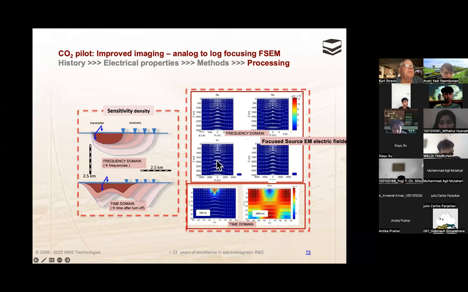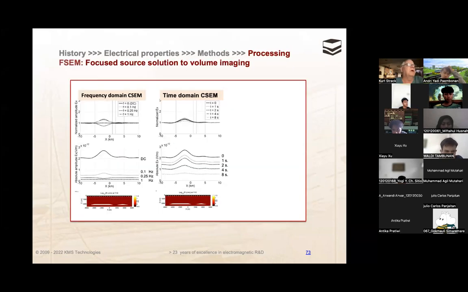And in the frequency domain, we see the currents coming up from the bottom. This is for 2 different frequencies. And for the time domain, we see the same thing for 2 different times. So the focus source EM, where we take the difference between these, allows us to see more information directly below the receiver. And here are 2 examples for modeling.